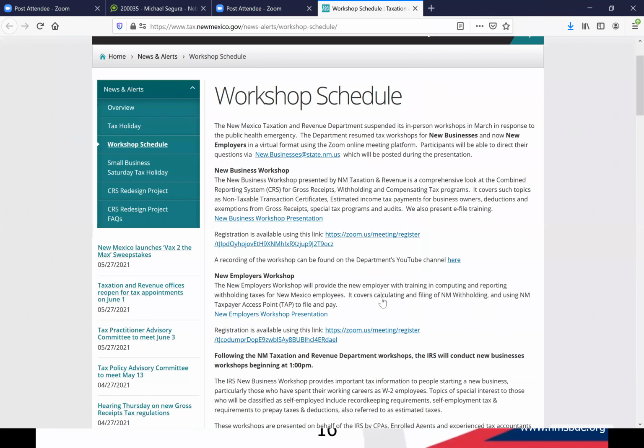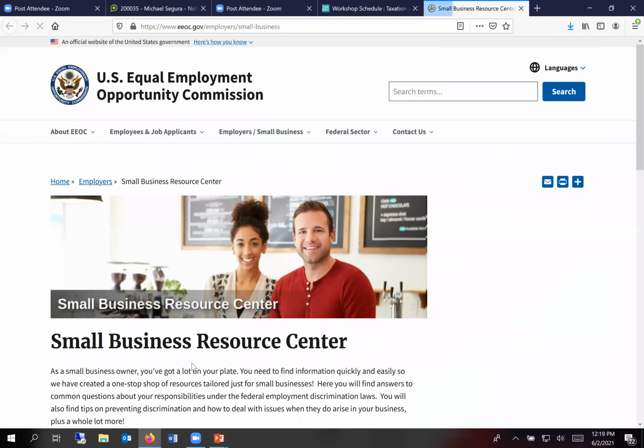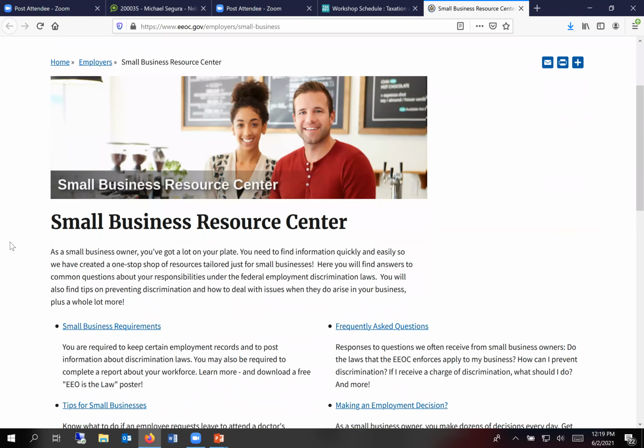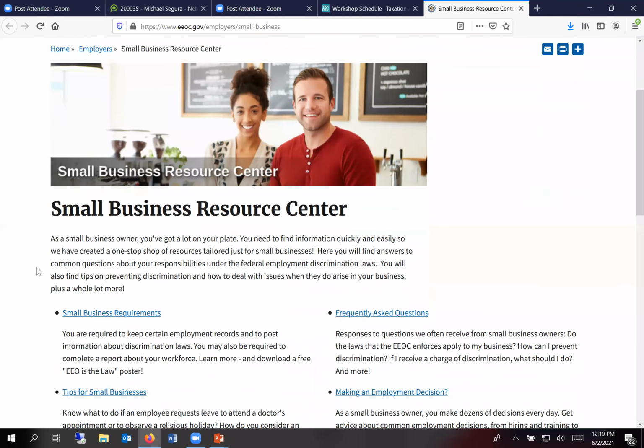Let's go back to our slideshow. And I'm going to show you the next great resource for human resource aspects of a business. And that's the Equal Employment Opportunity Commission's website. And they have a small business resource center. If you don't know what the Equal Employment Opportunity Commission is, they're also known as the EEOC. They protect employees' rights at the federal level for the protected classes. So it's usually race, creed, color, national origin, pregnancy status, and so on and so forth.